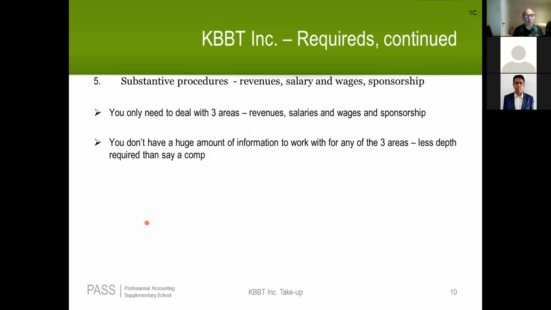Required number 5, you're only dealing with 3 areas specifically. You don't have a huge amount of information to work with for any of these areas. You'll find that in general, when assurance comes up in a multi, usually a lot less depth is required than, say, a comp.